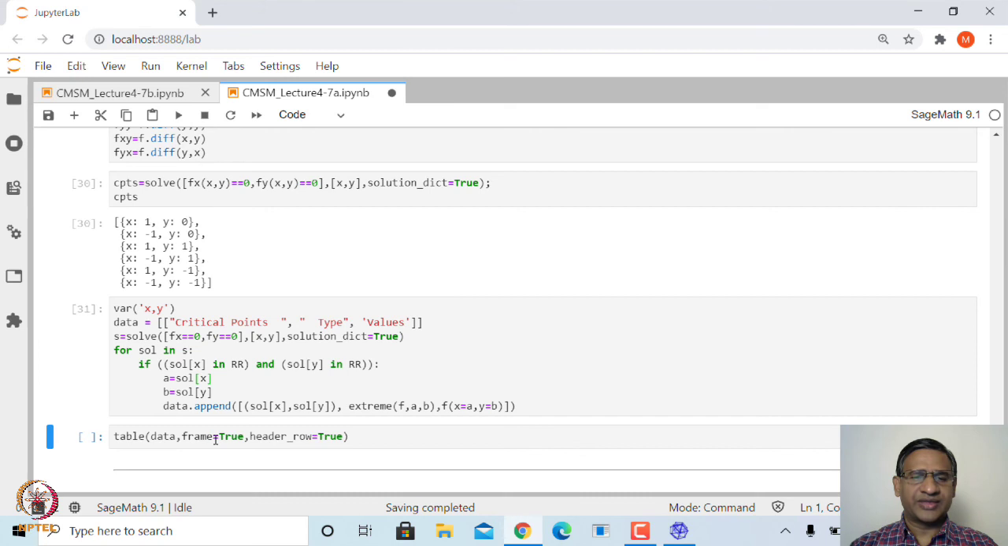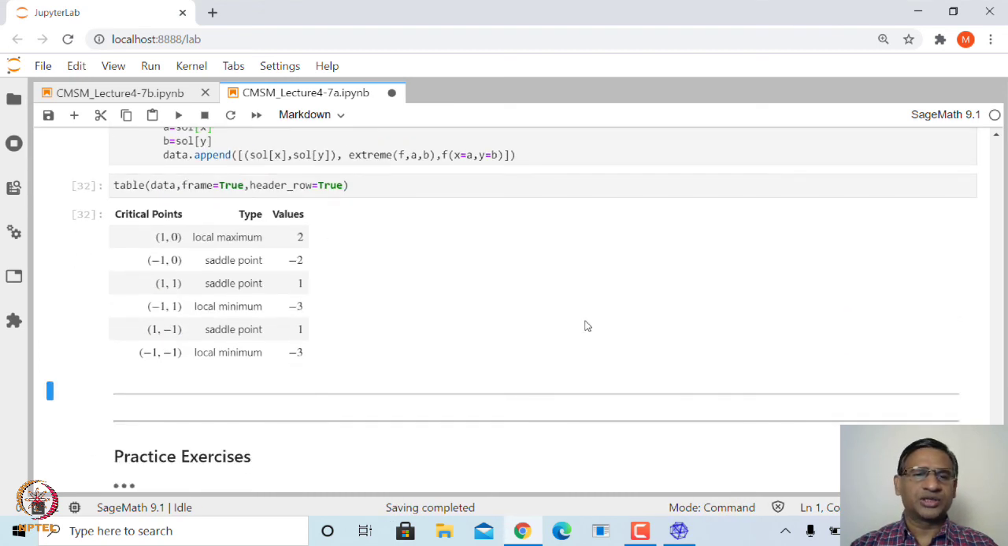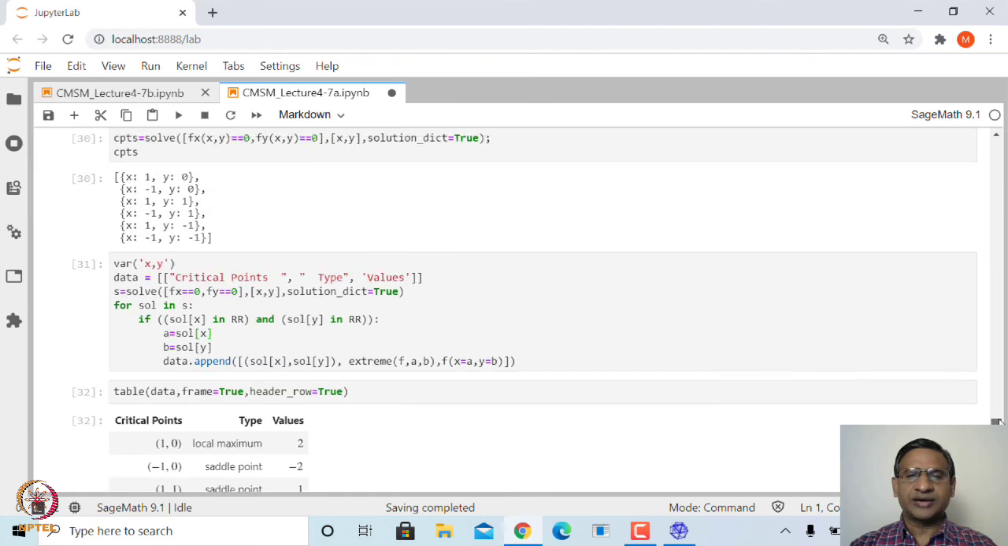Once we do that, let me create the table of this. You can see here 0 0 is a local maximum, function value 2, this is a saddle point, function value minus 2, 1 1 is again a saddle point, and for example, minus 1 is a local minimum. So, there are 2 local minimums, 1 local maximum and 3 saddle points. That is what we saw from the graph.